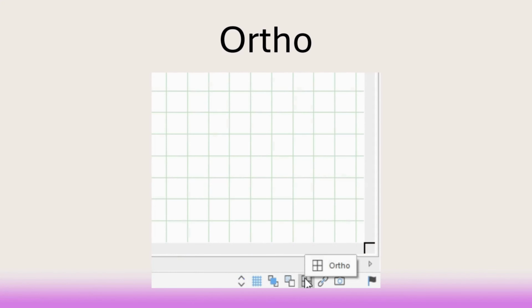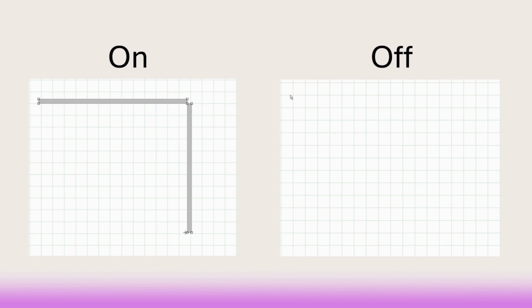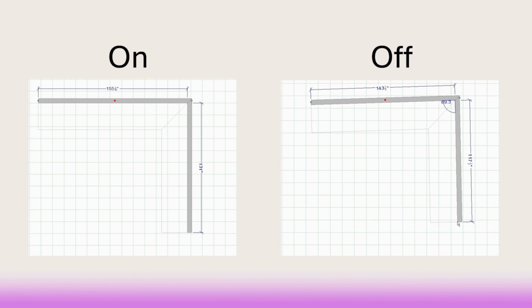The Ortho button works like a digital T-square. When it's enabled, your cursor movement is restricted to 45-degree increments, making it easy to draw straight vertical or horizontal lines. This feature helps you maintain clean perpendicular alignments throughout your design.